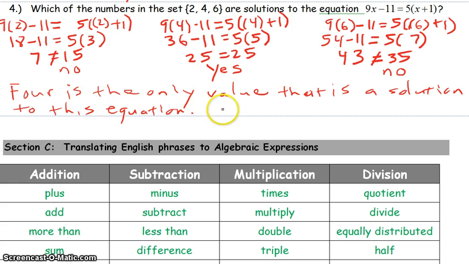Now, the final way you will write out your answer is this here. You will write 4 is the only value that is a solution to this equation.